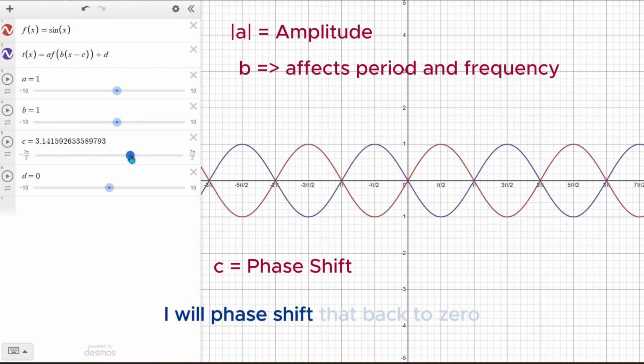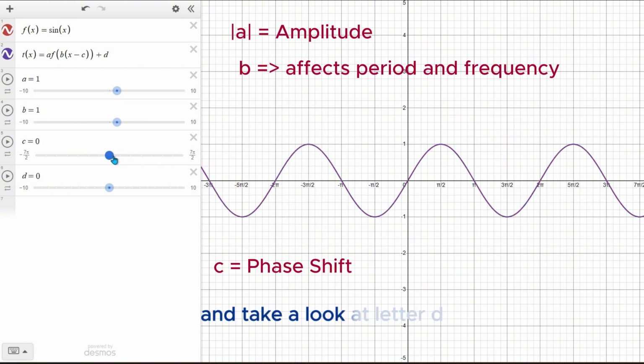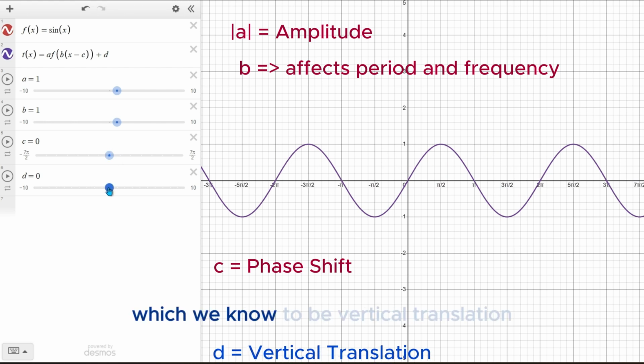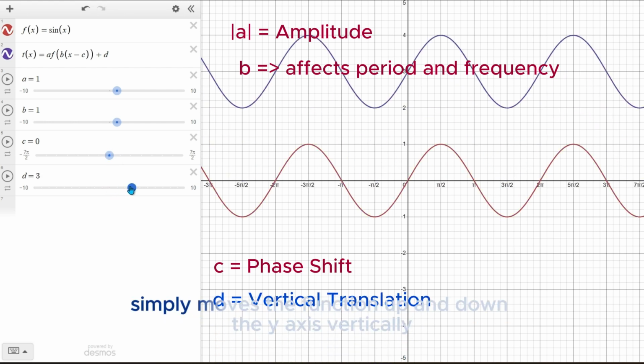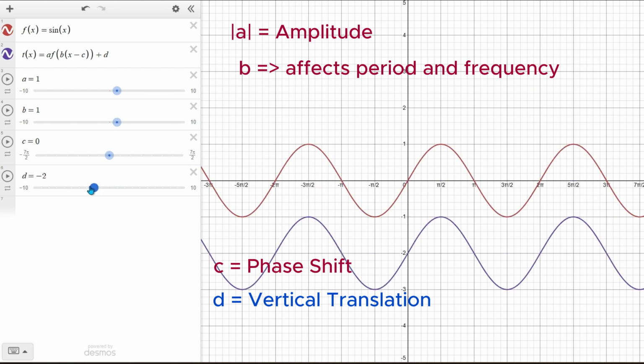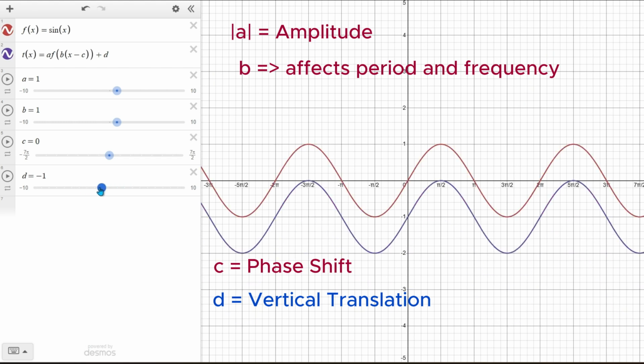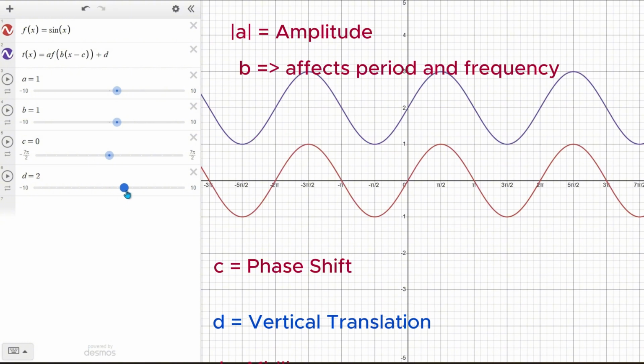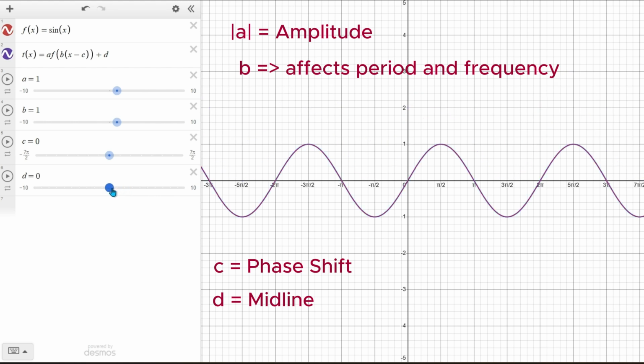Now we'll phase shift that back to 0 and take a look at letter d, which we know to be vertical translation. It simply moves the function up and down the y-axis vertically. And all year long, we've been referring to this as vertical translation. The difference with a periodic function is instead of vertically translating, we'll refer to that value as the midline. Sometimes you'll hear it referred to as average, sometimes equilibrium, but most of the time we'll refer to this d value as the midline of the function.